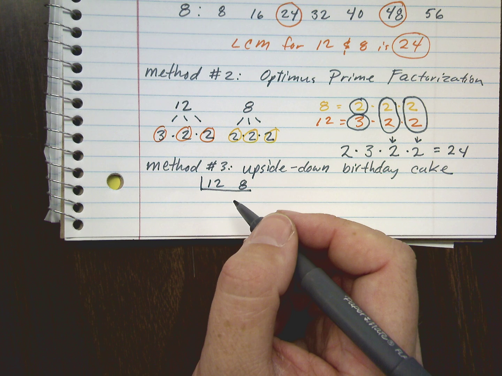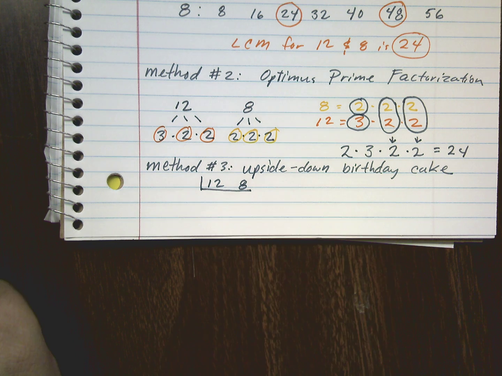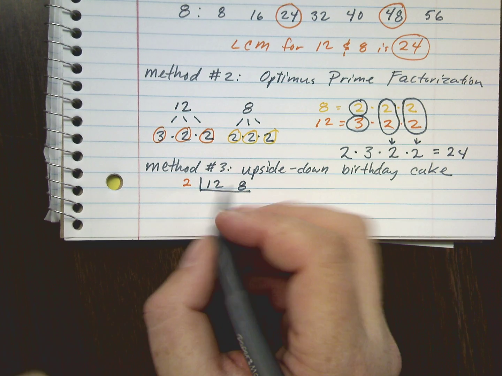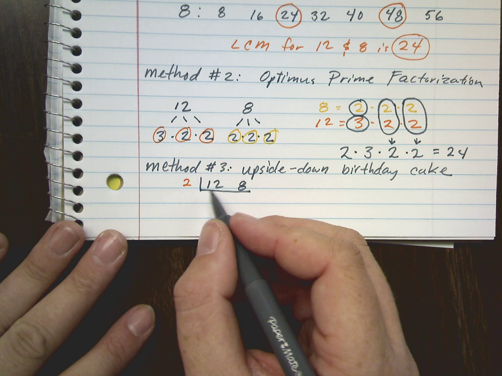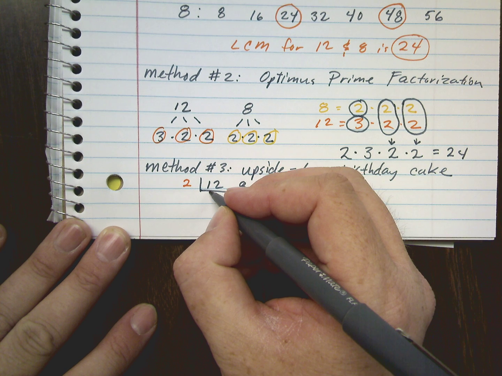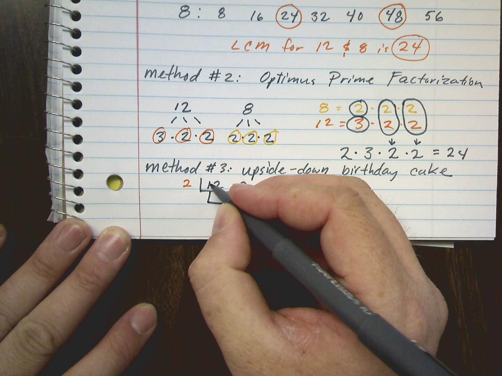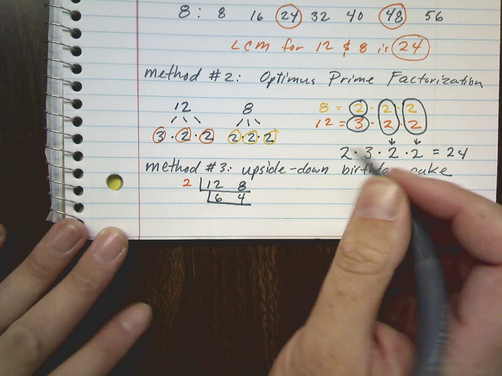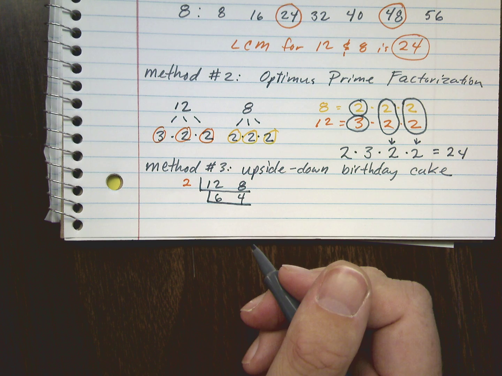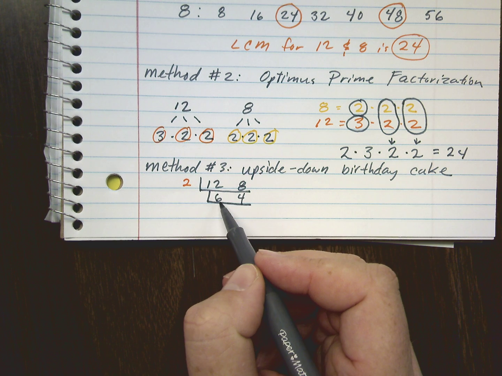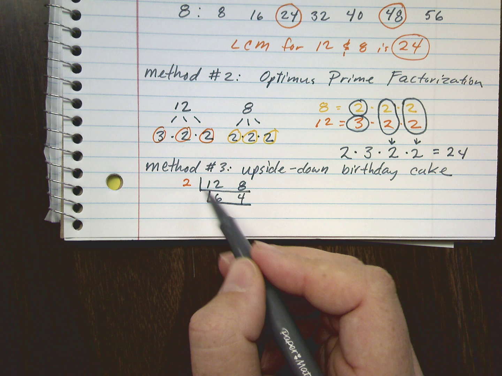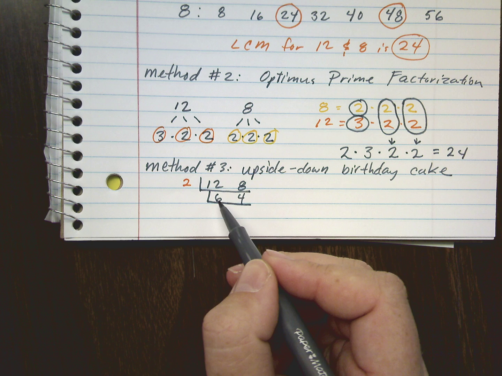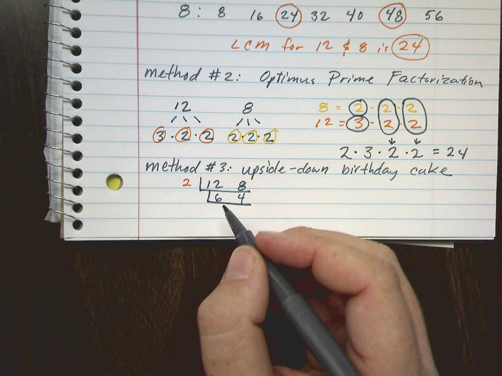Well, they're both even, so I'm going to pull out a 2, and I'm going to write the number 2 right here. When I pull out a 2, I'm kind of using the distributive property, so this is now going to turn into a 6, and this is going to be a 4. So 12 divided by 2 is 6, and 8 divided by 2 is 4. And I can still pull out another number here, another 2.